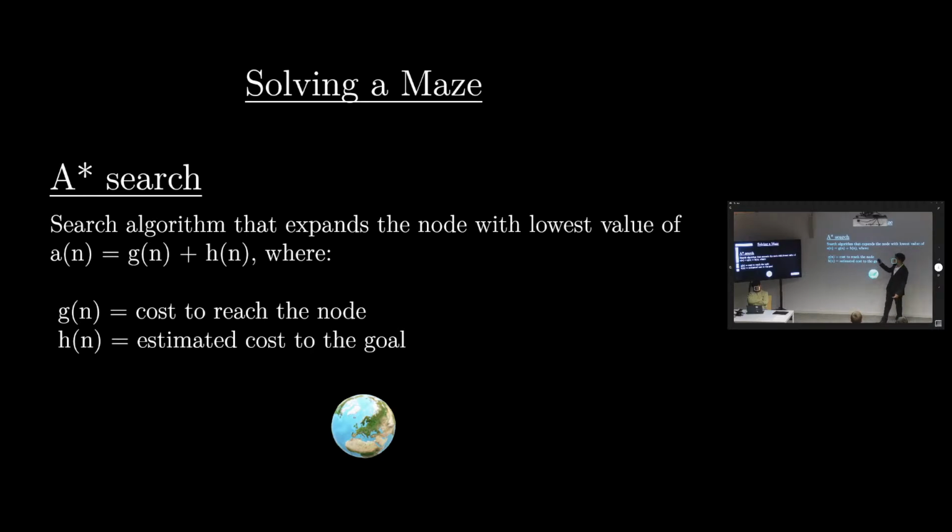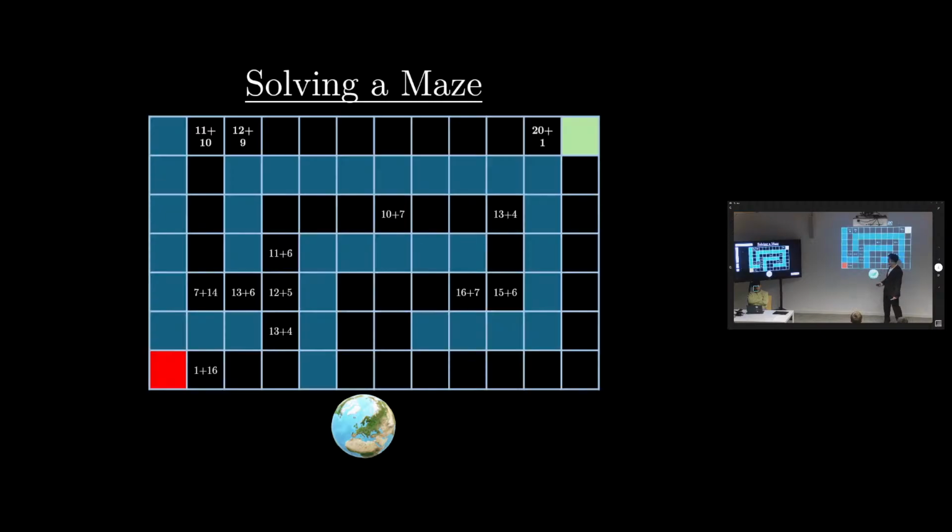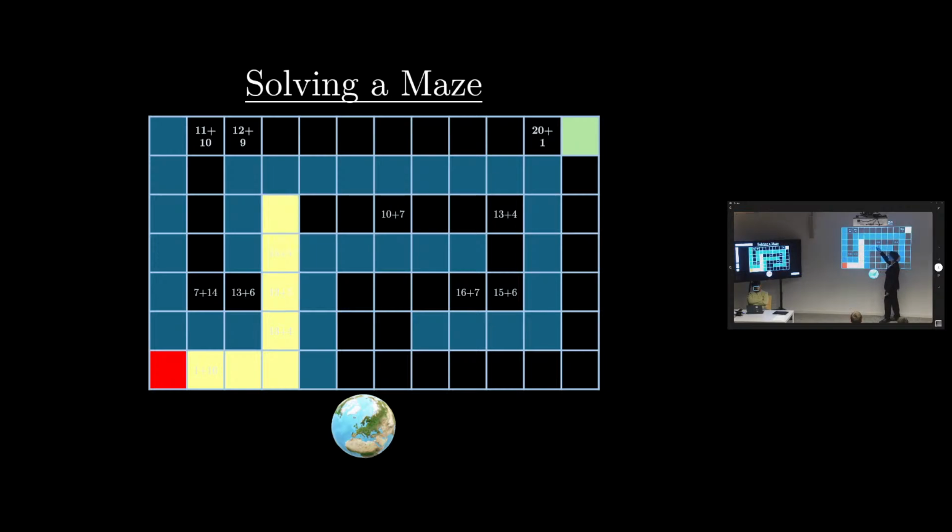So if we try to, for example, do A-star search on our previous maze, instead of computing only the heuristic, we would compute the heuristic plus how many steps I need to take to arrive at that case. So when I arrive here, I have 11 plus 6, which is 17, 13 plus 6, which is 19. So this is still smaller, so I'll go this way. So I'll continue, 10 plus 7 is 17, still less than 19. I'll go this way.